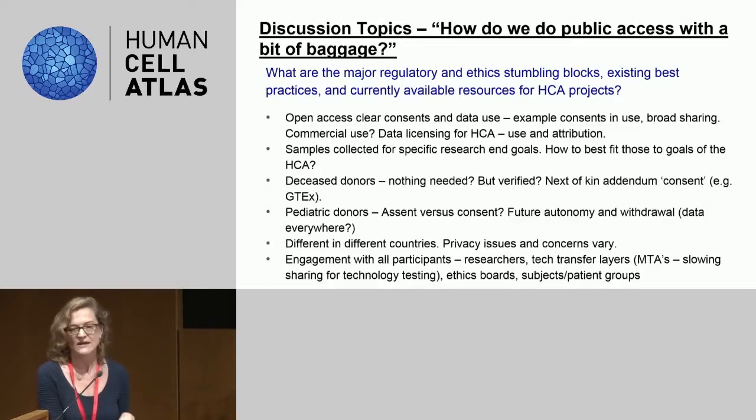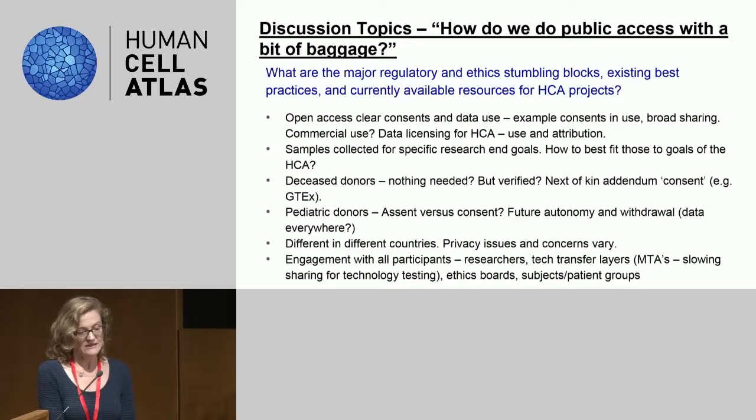And then we had a discussion also about the issues surrounding data licensings for the HCA. What are data use issues there? How do we be sensitive to ethics and consent? And how do we deal with attribution of who generated the data and where the data and samples came from?